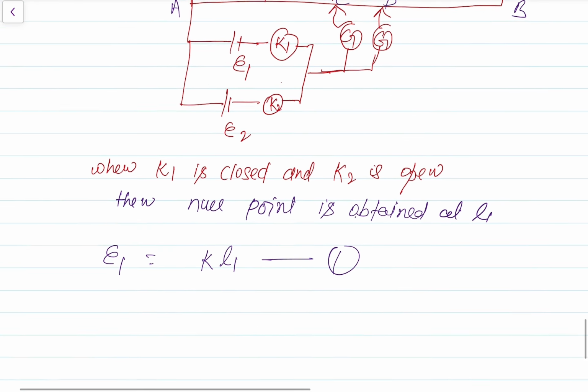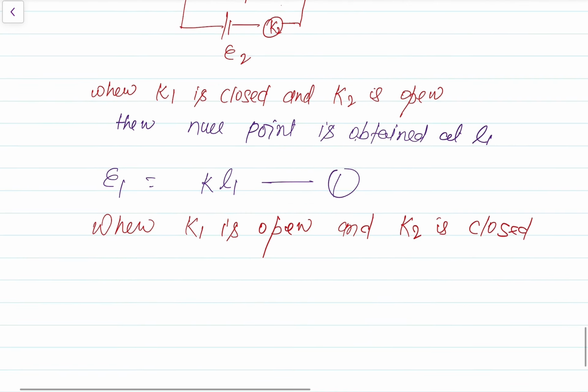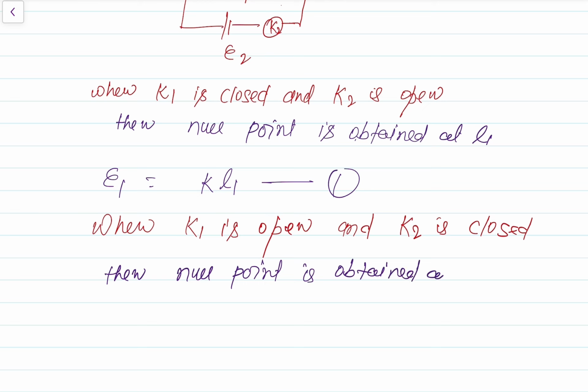Now when K1 is open and K2 is closed, in that case the null point is obtained at L2. Then null point is obtained at L2. So we can say that E2 is equal to potential gradient times L2.